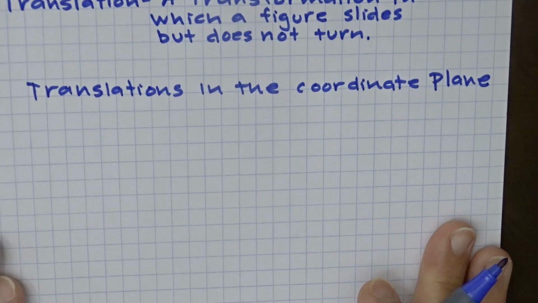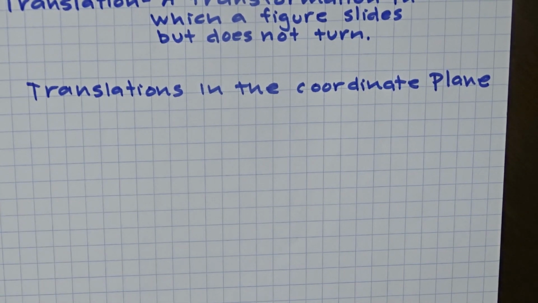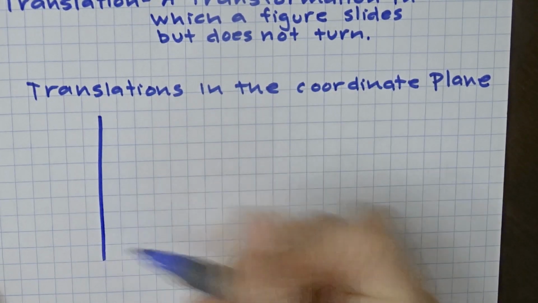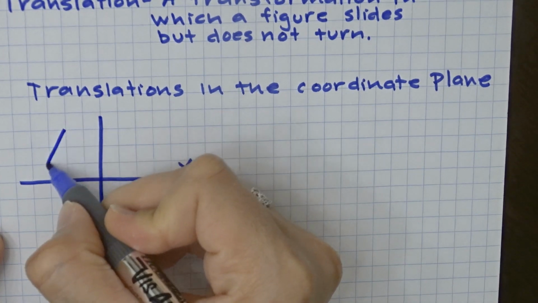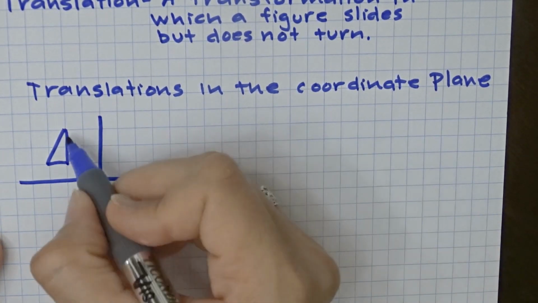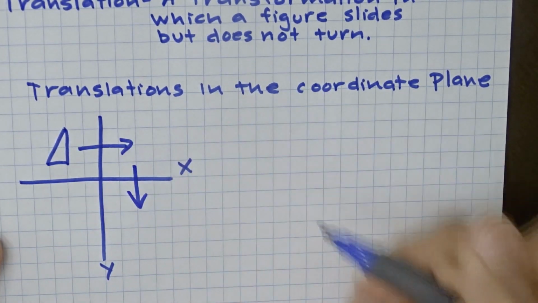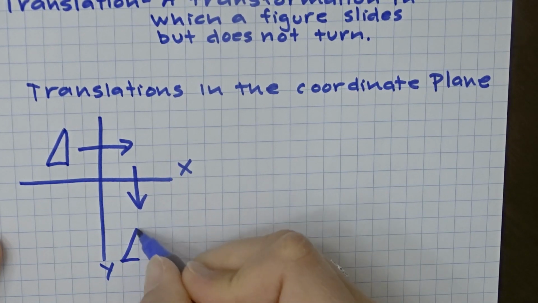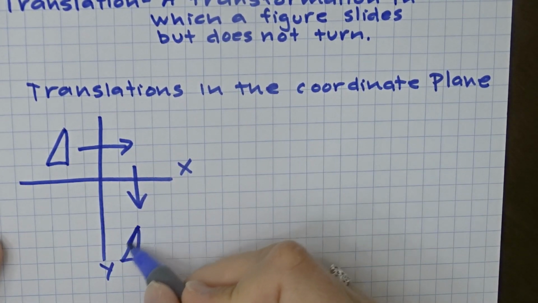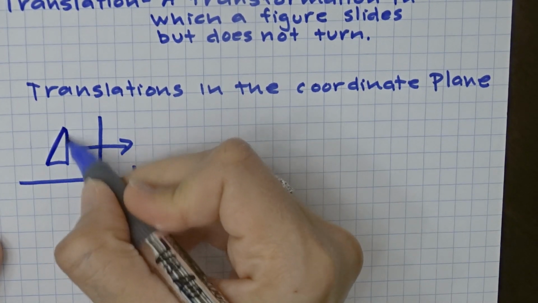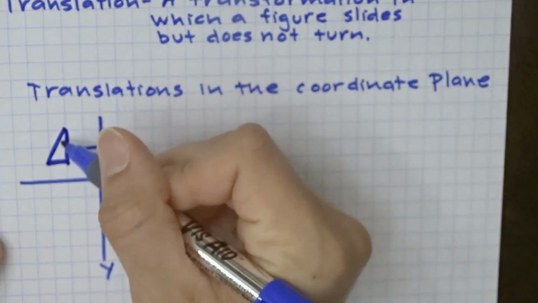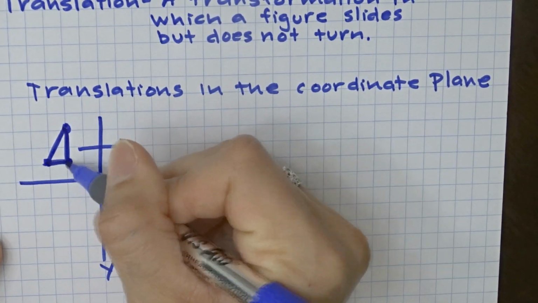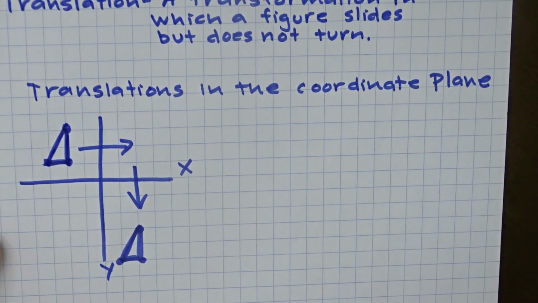Alright, so translations in the coordinate plane are going to just be figures, but now we'll have vertices with coordinates, and we'll have to see what happens to those. So in general terms, you'll have an x and a y axis. Say you have a triangle, and we're going to translate it maybe to the right and then maybe down, and it ends up here. So you have your original coordinates and your new coordinates. And that's what's important, because you have your original 3 vertices, and then you have 3 new vertices. And what happens to those vertices is important.